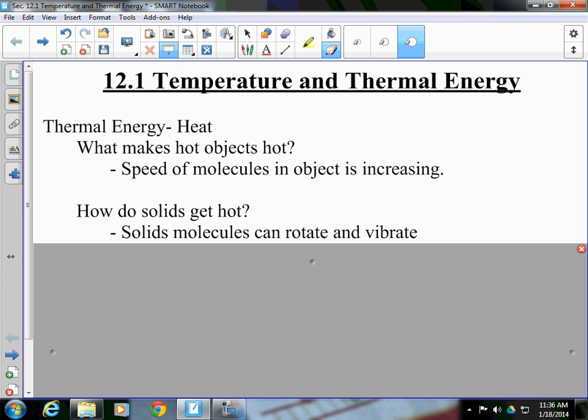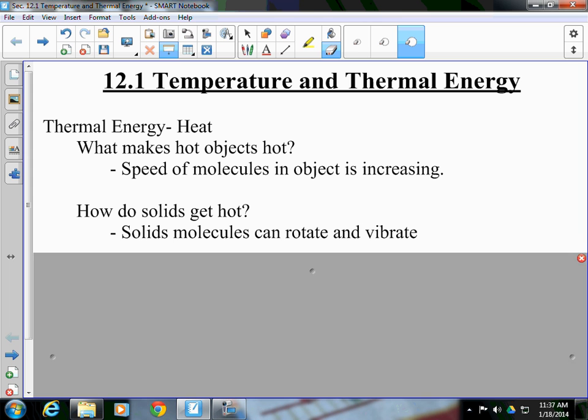That's kind of how sound works. You ever tap on something and you feel the vibrations on the other side? That's because the molecules are vibrating all the way down. So solids get hot by rotating and vibrating.